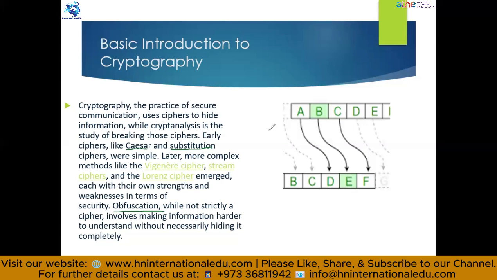So basically, when we use the cipher way, we completely hide our information into another language, because we have used different alternative letters. But in obfuscation, we just make it more complex for the other person to understand it. So sometimes we can use this as well.